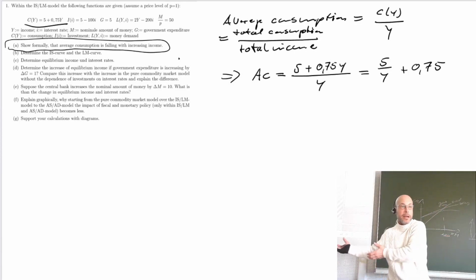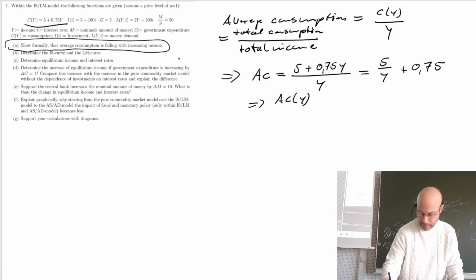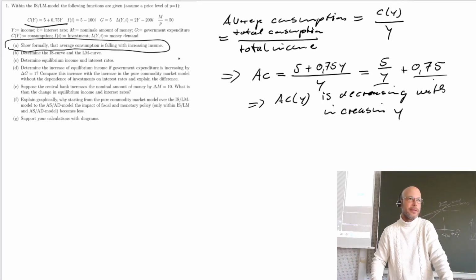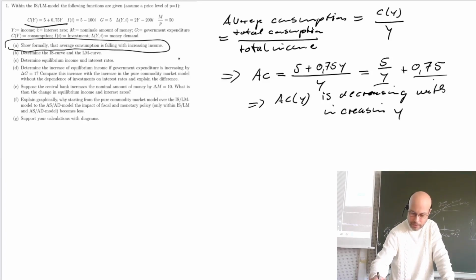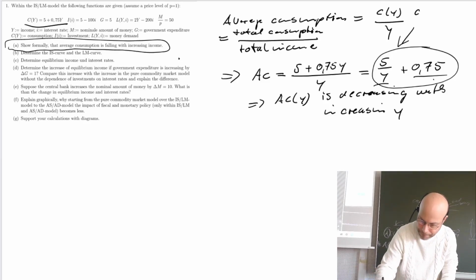Well, and if we look at this function, then of course AC is decreasing with increasing Y. Of course, this is a fixed number, and if we divide 5 by a larger number, then this number becomes less and less and less. With which function can you compare this? This you should have already seen. I also already mentioned it. So compare this with average costs.